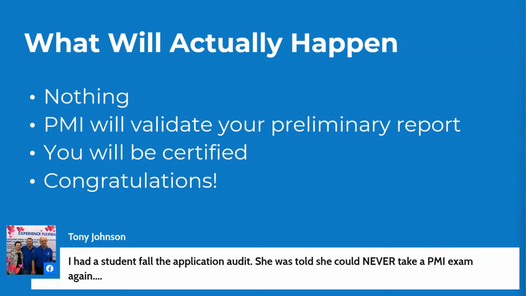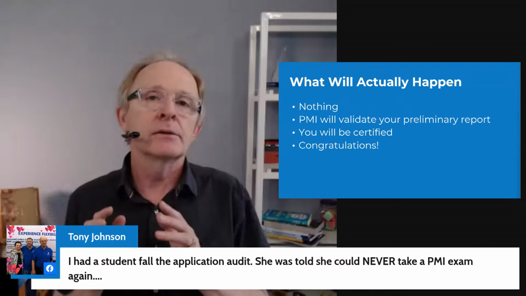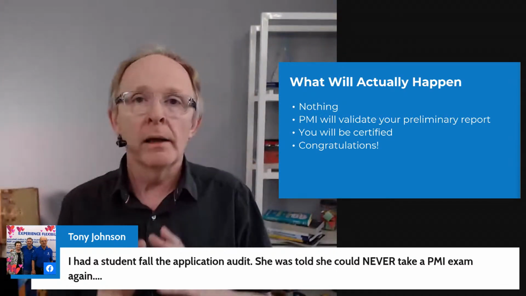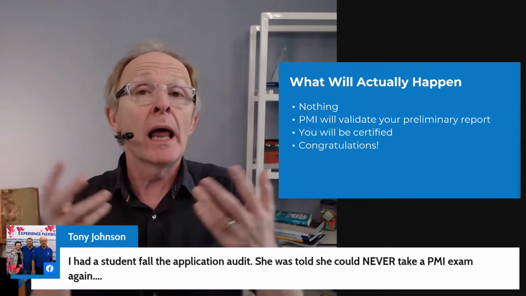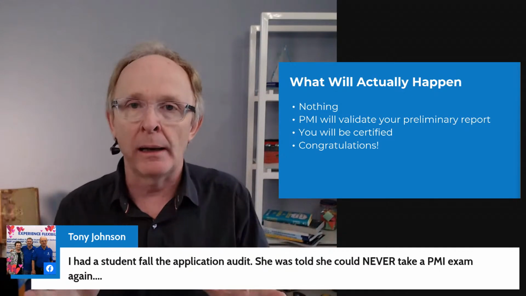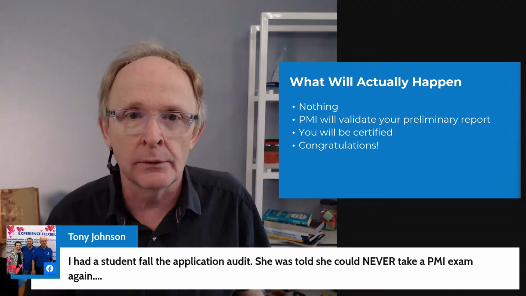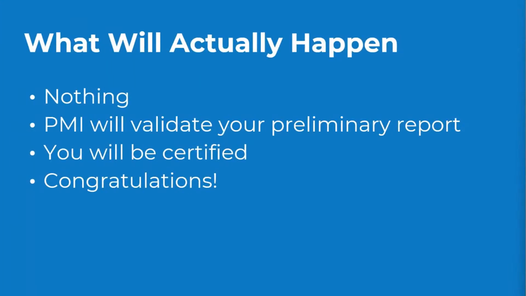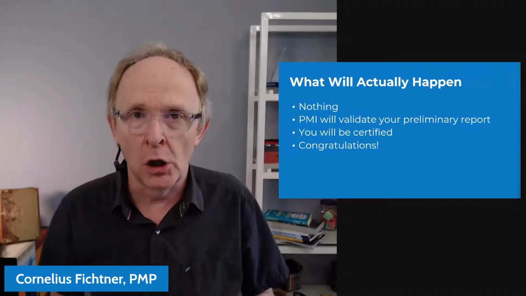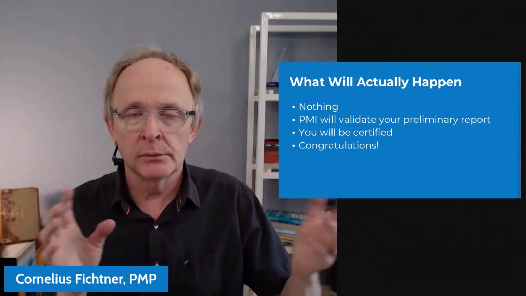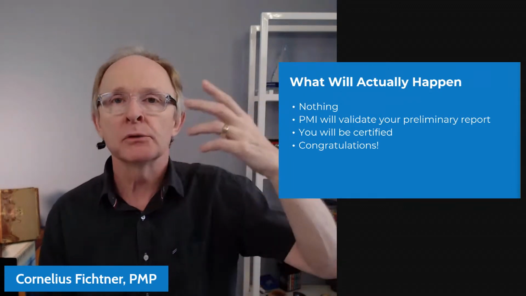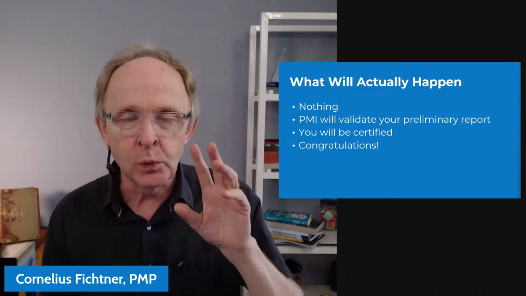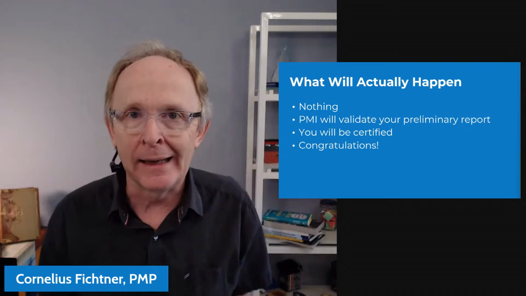If you submit your application and then you fail the audit, it is also possible that you may be excluded from PMI. If the audit failure is so severe that you lied, for example, on your application, then this could happen. I do not know the details behind the story of Tony's student here, but that is possible. From my experience, however, if you fail the audit, most of my students who have contacted PMI, spoken to somebody, reached out to them, talked to them on the phone, they will work with you and they will validate your audit, if at all possible.